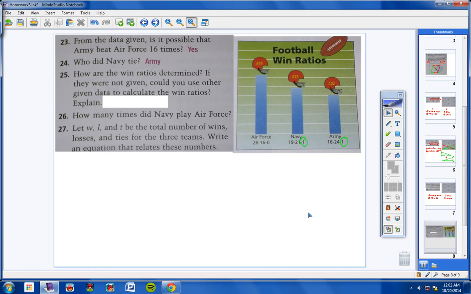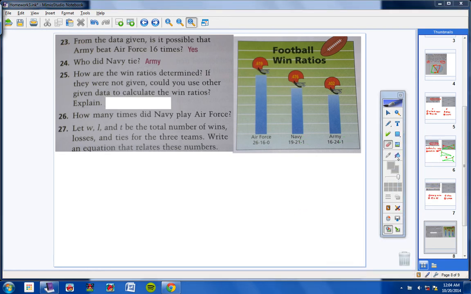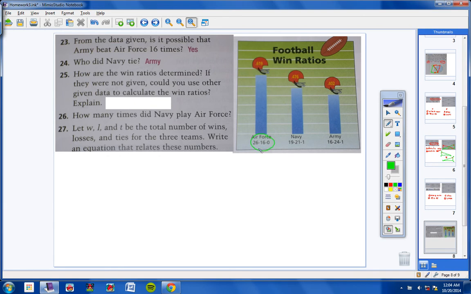How are the win ratios determined? If they were not given, could you use other given data to calculate the win ratios? Okay, students, now on looking on how to figure the win ratios, how they're determined, what you do is you realize here they played a total of 42 games and they won 26. So 26 over 42 would give you the win ratio, okay? 0.619, 26 divided by 42.